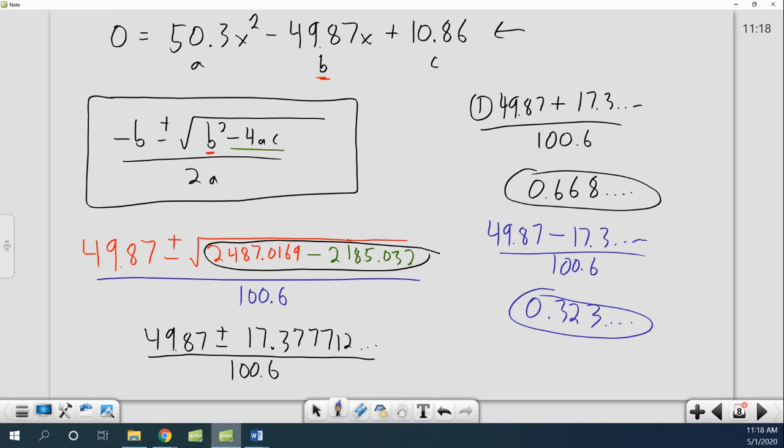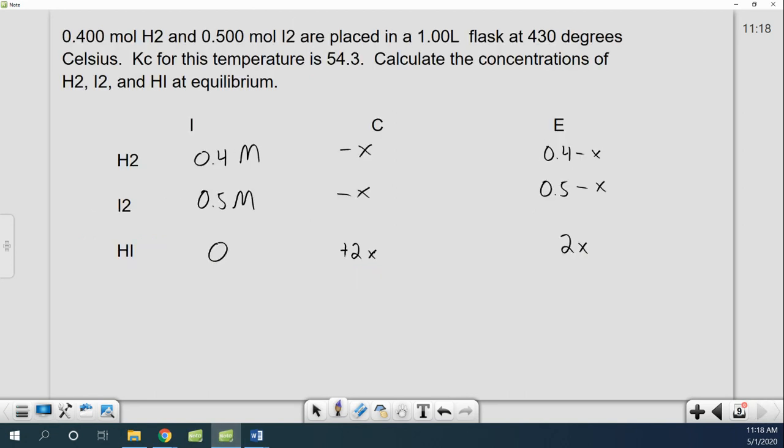So the question now is, I have two answers. Which one is right? 0.668 or 0.323? So pull up your ICE chart again. Let's plug into our first one here. 0.4 minus, well, if I subtract roughly 0.7, I'm getting a negative answer. That is impossible. I can't have a negative concentration, which means I actually have to do the 0.323.